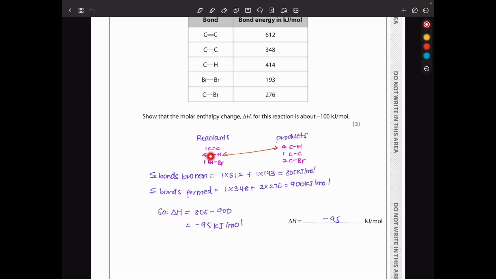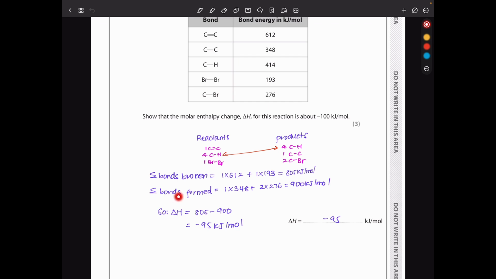But since there are 4 here and 4 here, I canceled them out to make life easier. And now I'm just going to use that for the reactant, and then that for the product. So the total bonds broken are going to be 1 times the enthalpy of the carbon-carbon double bond plus 1 times the enthalpy of the Br-Br, giving me 805 kilojoules per mole.